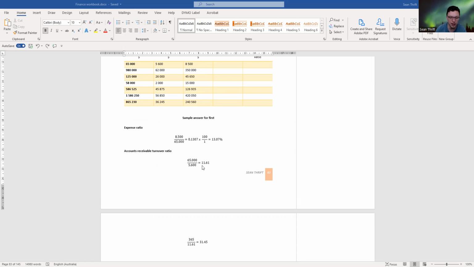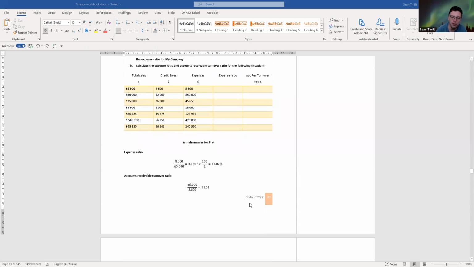So to do this, we need to get our answer of 11.61 here, and we need to put it in the bottom of this fraction here, and the top is going to have 365 representing days of the year. Now, once we've entered this, it will give us 31.45. This represents that it takes 31.45 days on average for a business to collect its debt. Okay, so not the best one. Generally, anything over a month, we're starting to look a bit concerned.